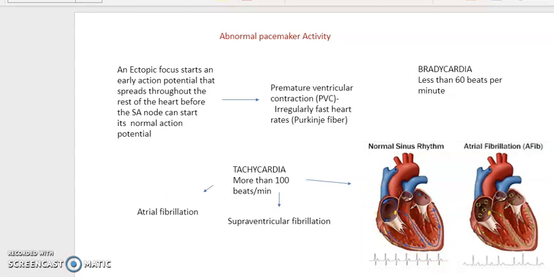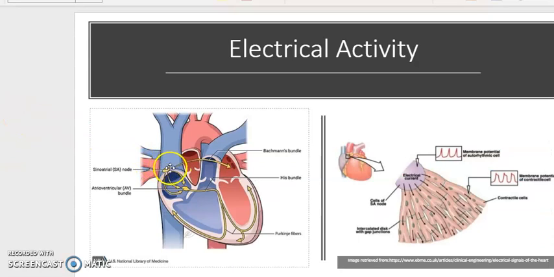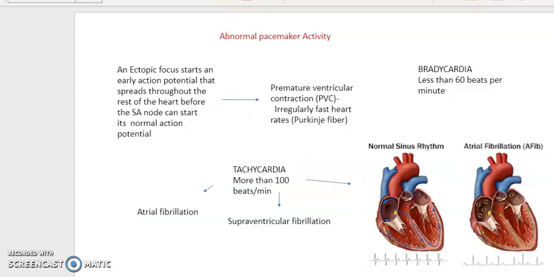And we know that in our sinoatrial node, the impulses work their way on downward. And that's what creates that steady rhythm there of 70 beats per minute.